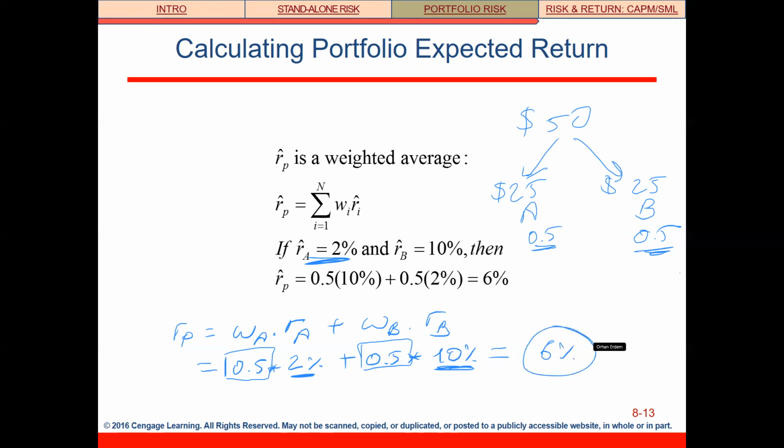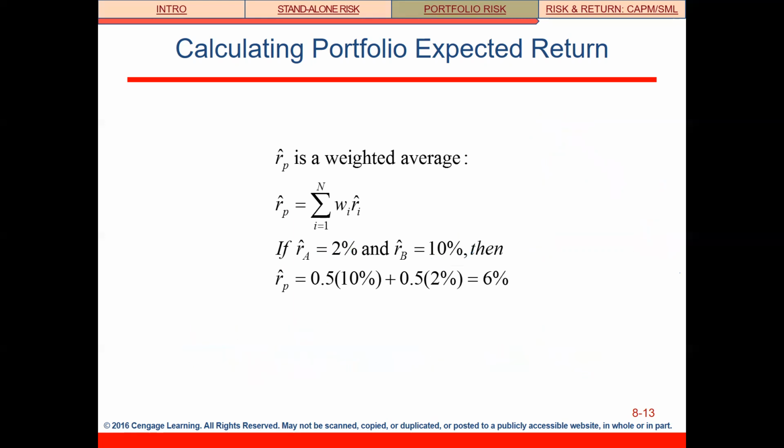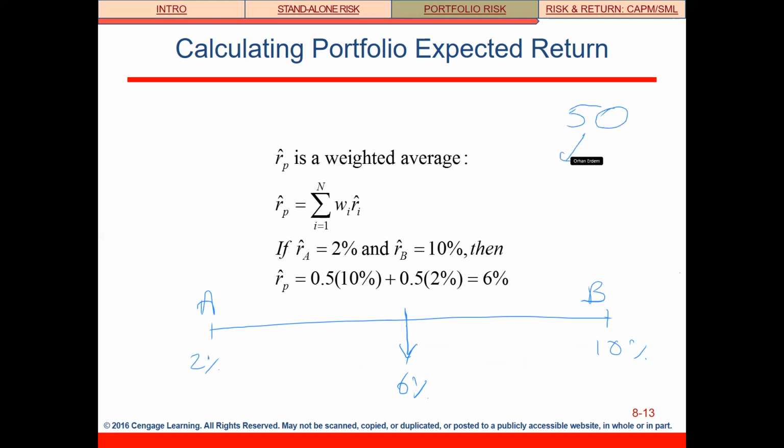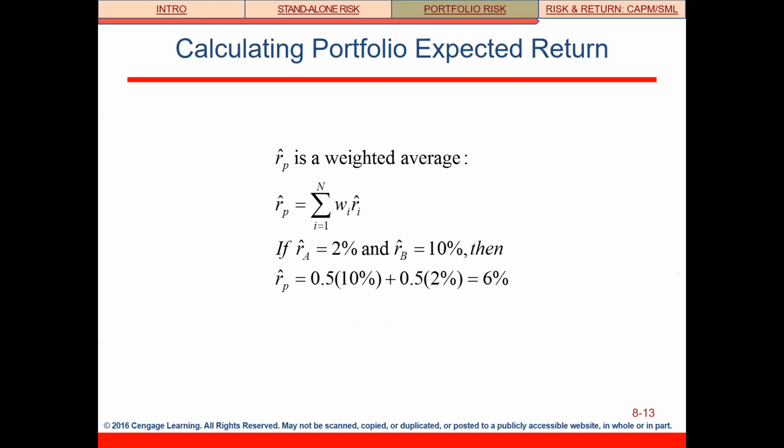So the middle, the average of 2% and 10%. But it might not always be the case. Once again, this is A, 2%, and this is B, 10%. The portfolio's expected return was 6%, just the middle, because A and B are equal weighted. If the weight of A was 90%, say you invest $45,000 in A and $5,000 in B, then this portfolio return would be closer to A. You do the math anyway, but what I'm saying is it's not always the average. So this is called the portfolio expected return.